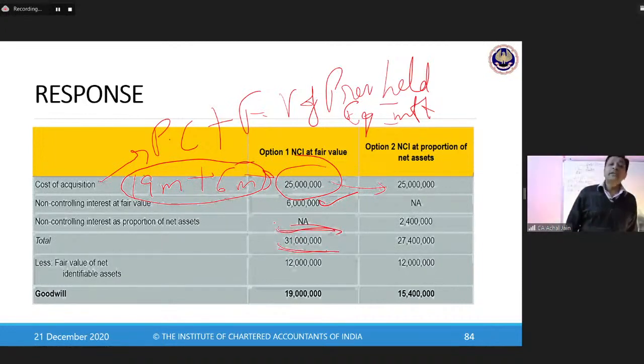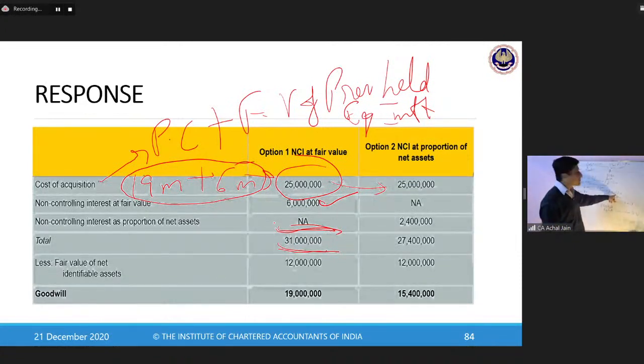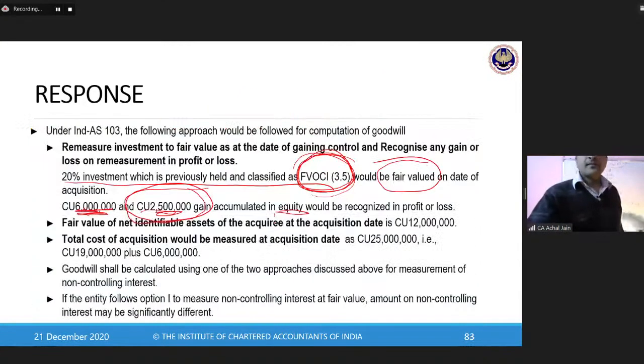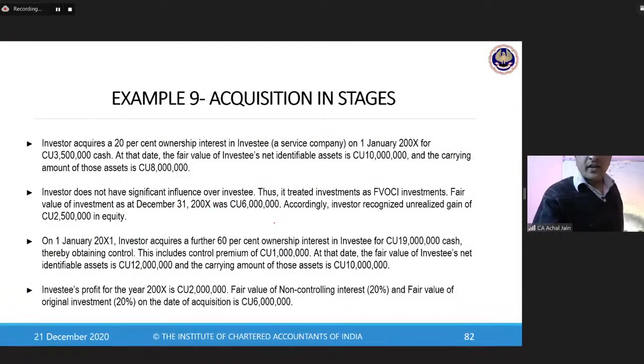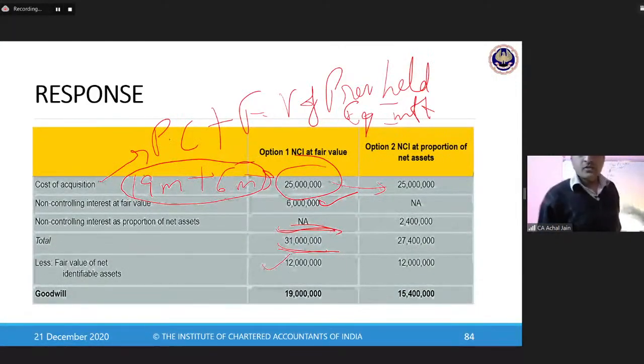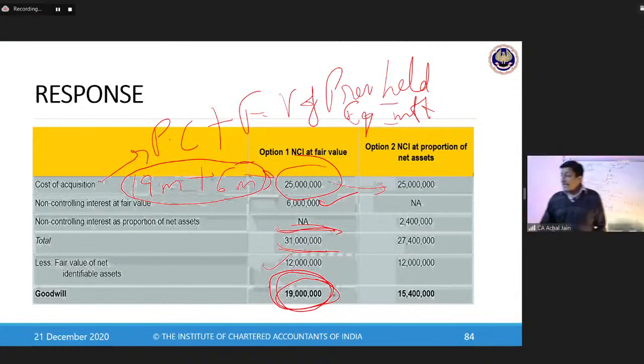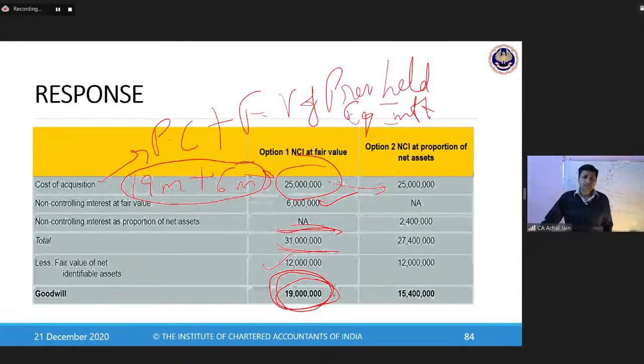From this, what do we need to reduce? Fair value of net assets of acquiree on the date of acquisition. Is that available to us in the question? Yes. If you go back in the question, it says fair value of net identifiable assets is 12 million. So 31 minus 12, what do we get? 19 million. 19 million is the value of goodwill using the option where NCI is measured at fair value.